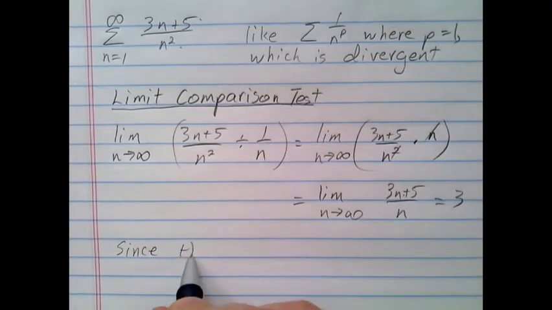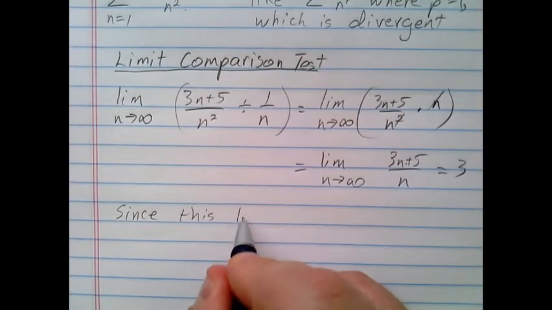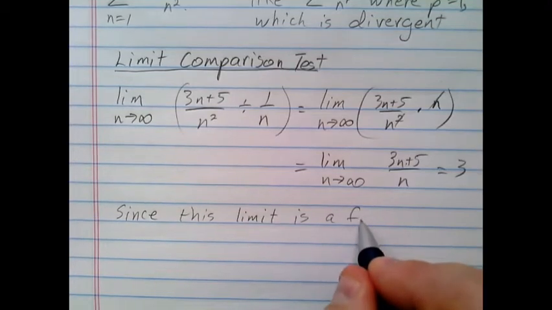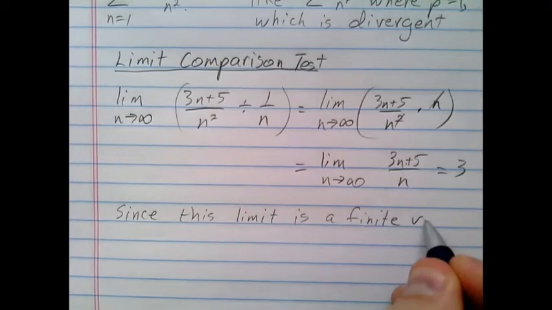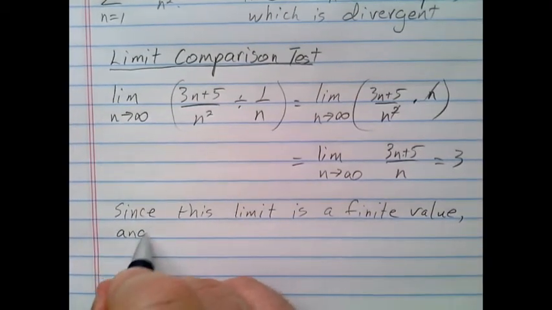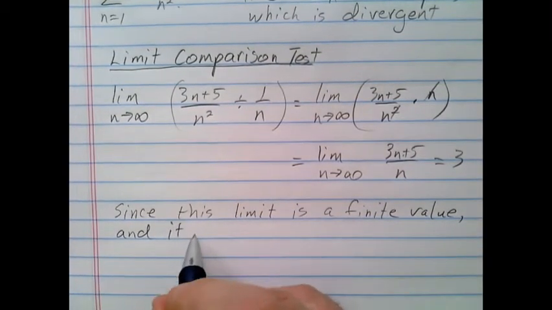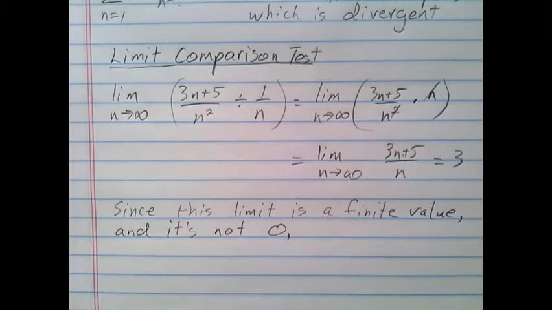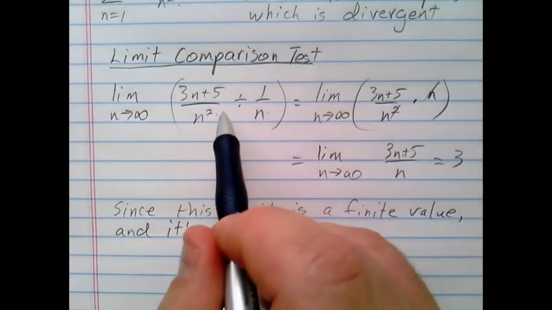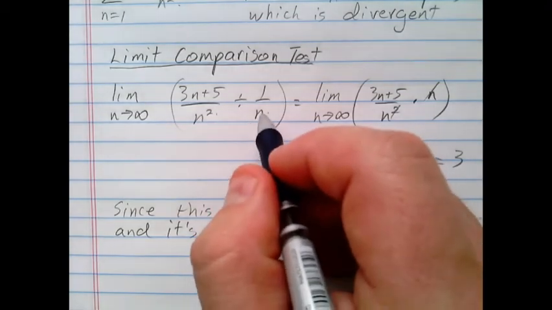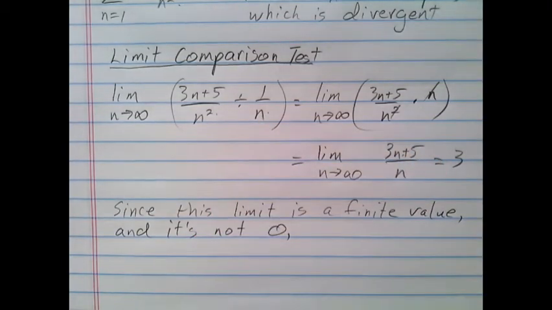So since this limit is a finite value, it's not infinity, and it's not 0, the limit comparison test allows us to say that both of these two series would have the same convergence or divergence, and we know that one is a divergent p-series.